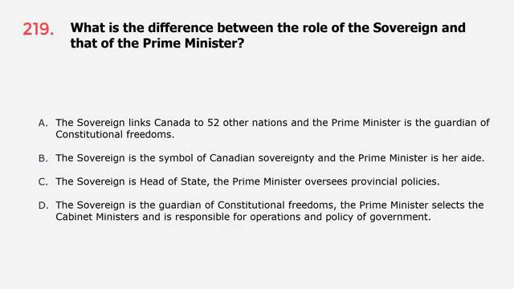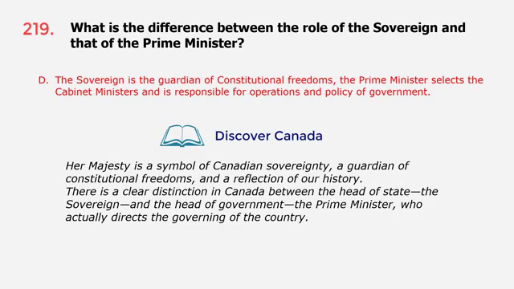Question 219. What is the difference between the role of the sovereign and that of the Prime Minister? A. The sovereign links Canada to 52 other nations and the Prime Minister is the guardian of constitutional freedom. B. The sovereign is the symbol of Canadian sovereignty and the Prime Minister is her aide. C. The sovereign is the head of state. The Prime Minister oversees provincial policies. D. The sovereign is the guardian of constitutional freedoms. The Prime Minister selects the cabinet ministers and is responsible for operations and policy of government. The answer is D. The sovereign is the guardian of constitutional freedoms. The Prime Minister selects the cabinet ministers and is responsible for operations and policy of government.